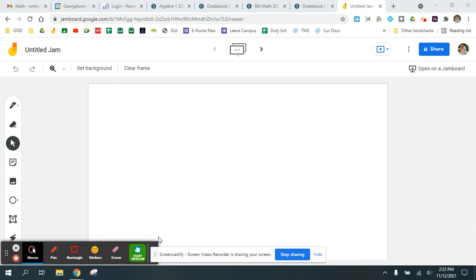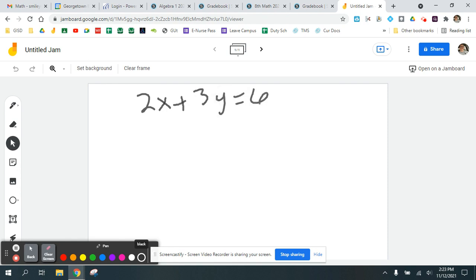So today we're going to look at elimination using multiplication. Our first problem is going to be, let me change my color, 2x plus 3y equals 6, and then x plus 2y equals 5. You can pause.